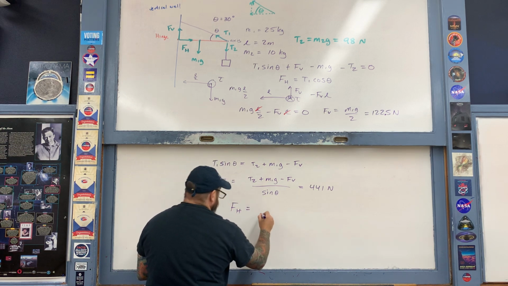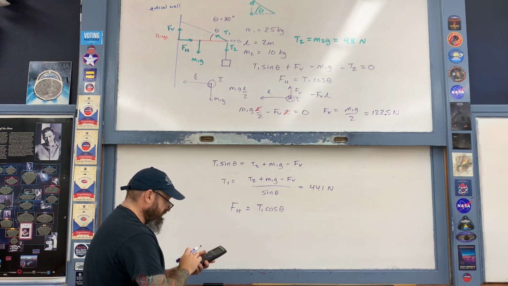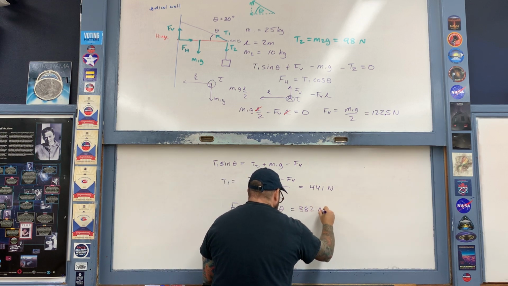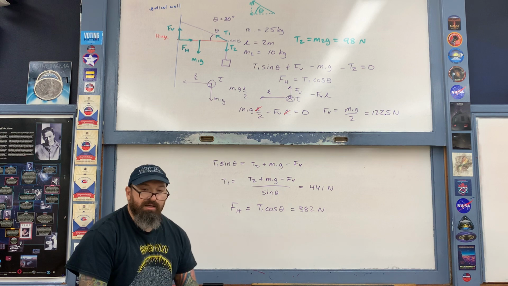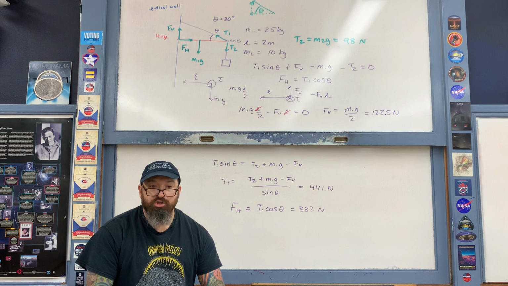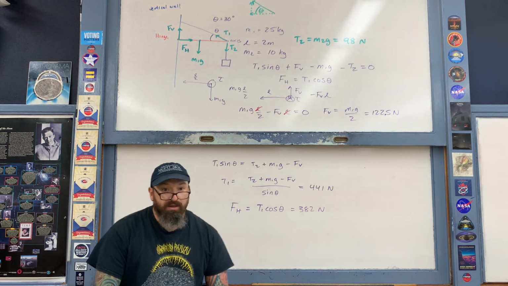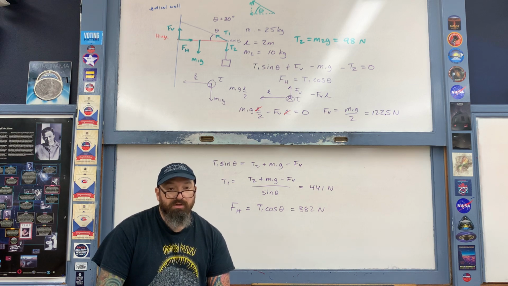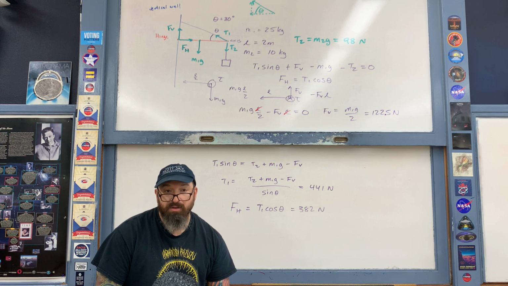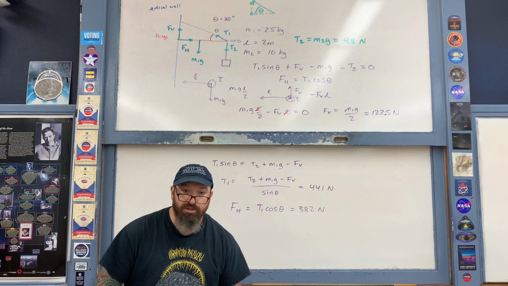So FH is equal to T1 cosine theta. So multiply this by the cosine of 30 degrees, and this comes out to be about 382 newtons, like so. Notice that I ended up with positive numbers for both FV and FH. This then means that I chose the directions of those components correctly on the diagram above. If I had accidentally pointed one of those components in the incorrect direction, then I would have calculated a negative number, which then reverses the direction to the direction that it should be as I originally drew.